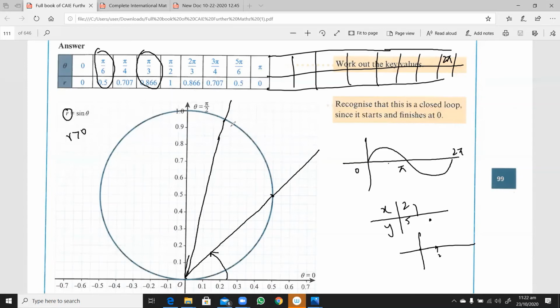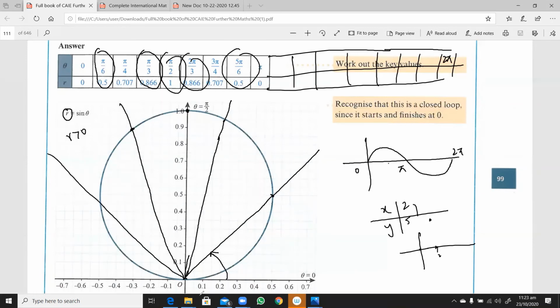I made the angle a little bigger. When you have 90 degrees, look at this. At 90 degrees, this is equal to 1. When you go to 2 pi by 3, this is your 2 pi by 3, so you have the value over here. Then 3 pi by 4, 5 pi by 6 is going to be something like this. Let me just pause it here.